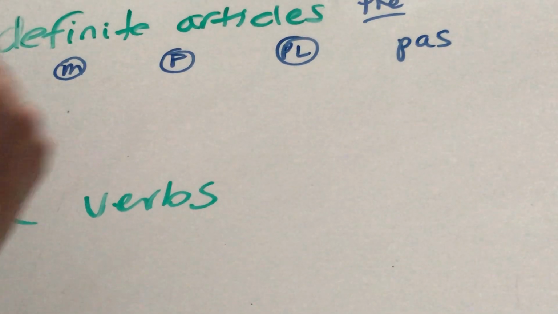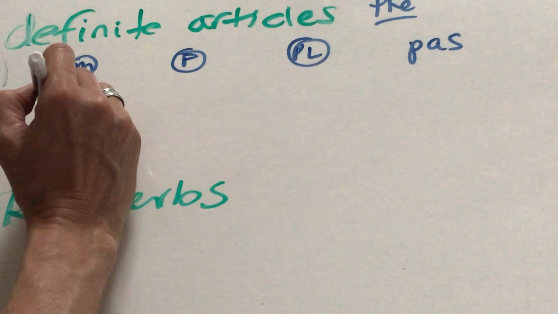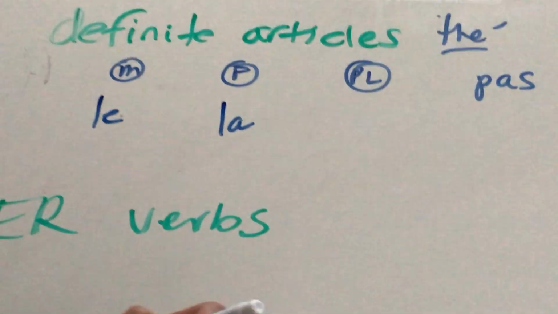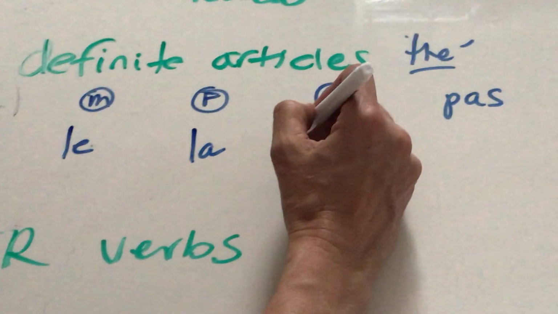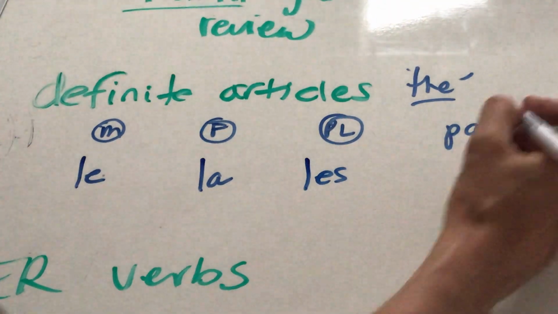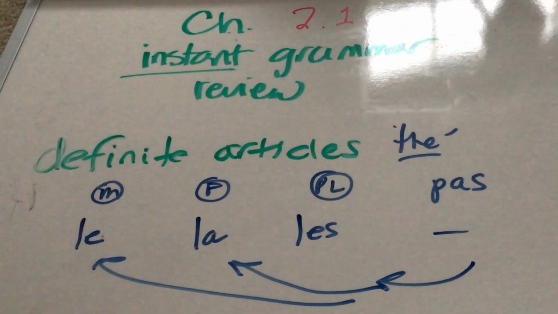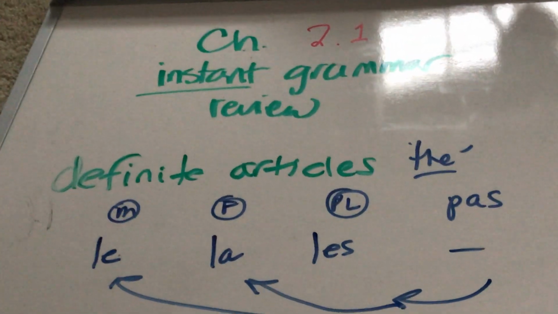And so if you think about a masculine noun, the boy would be le garçon. The girl would be la fille. Plural, the kids would be les enfants. And after pas, there is no change. Whatever choice you would make would stay the same after that pas.